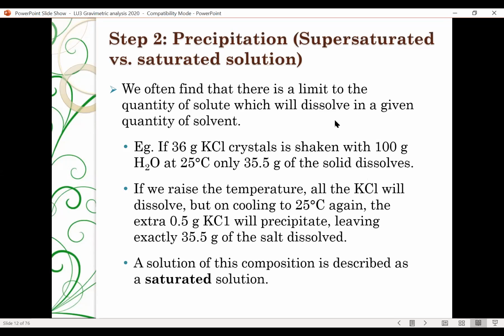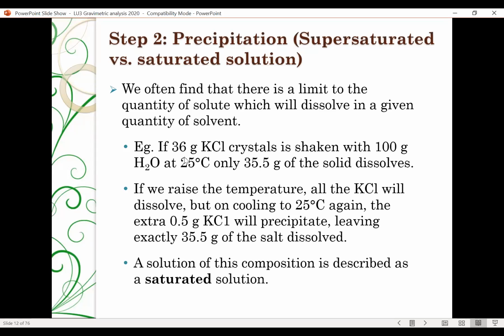But now I would like to give examples of saturated solution and supersaturated solution. In a saturated solution, let's say you have 36 gram of KCl crystal shaken with 100 gram water at room temperature. Only 35.5 gram of the solids will dissolve in the solution, meaning to say that the solubility of KCl crystal in water is 35.5 gram per 100 gram water.